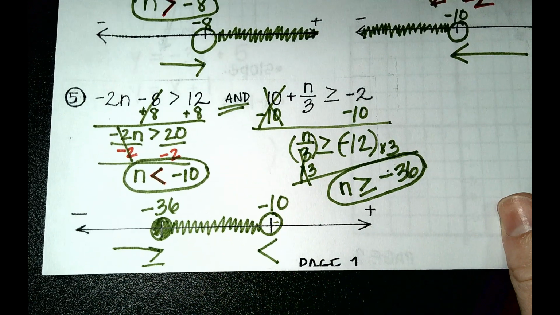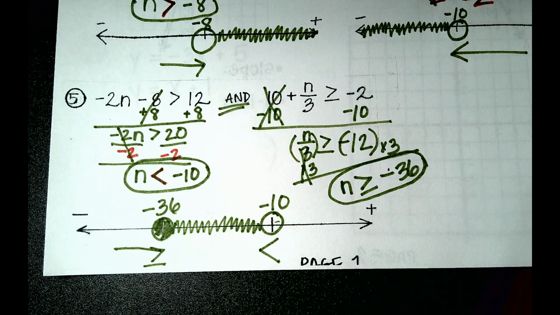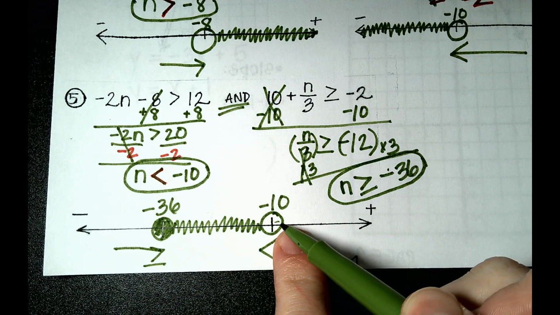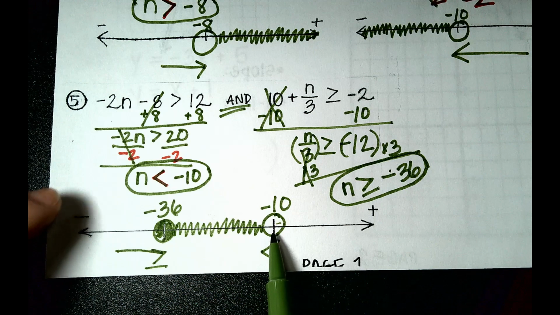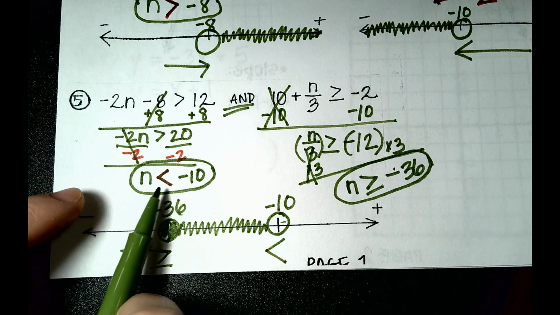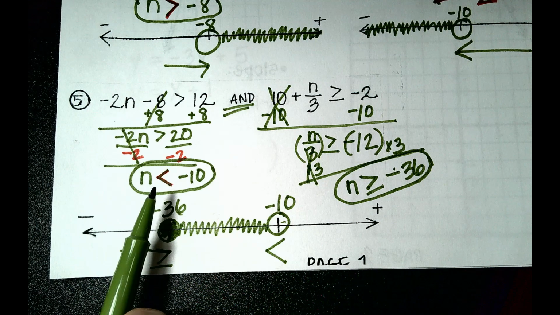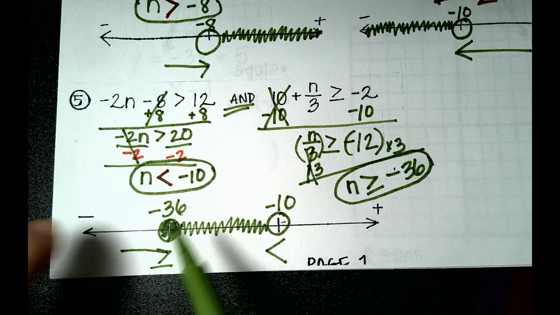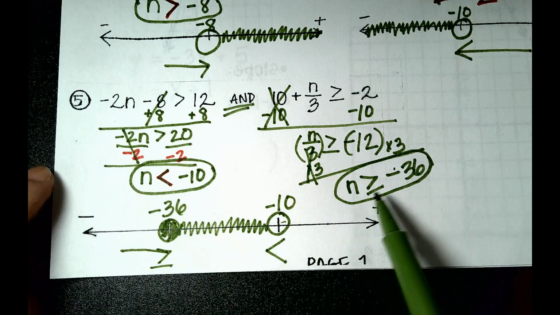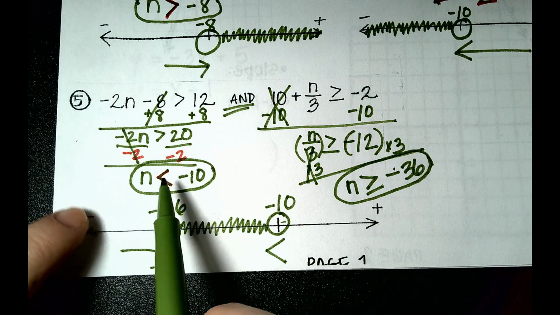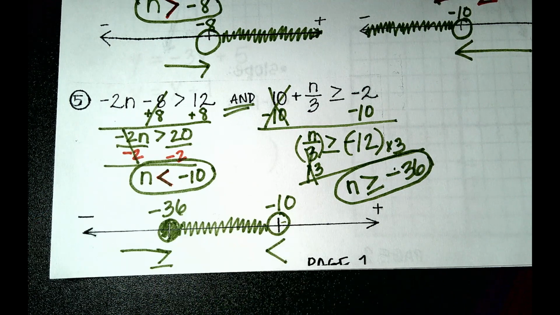I still don't understand why we have the circle open. On -10? Yes. The reason we left the circle open on -10 is because it was just less than. It wasn't less than or equal to. Yes. So anytime there is a line under the sign, we shade it. When there's no line, we leave it open.